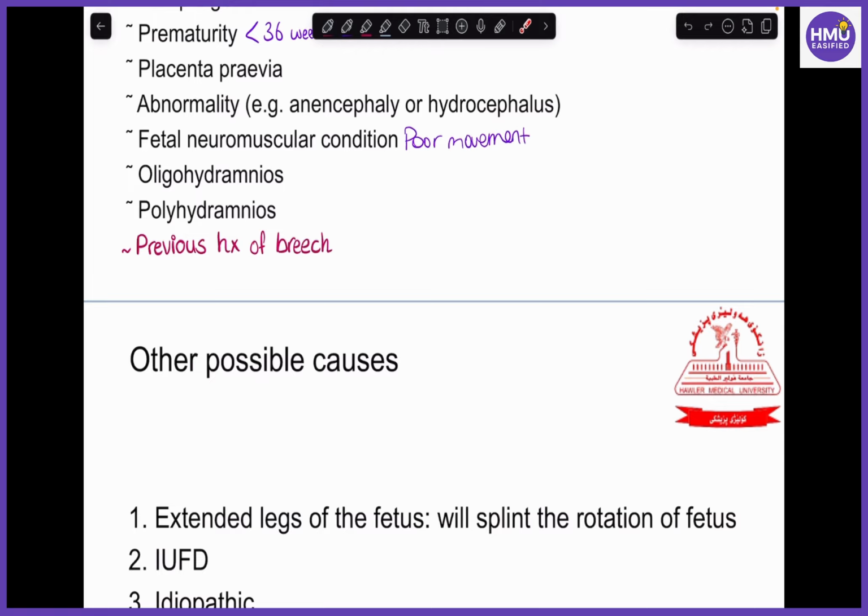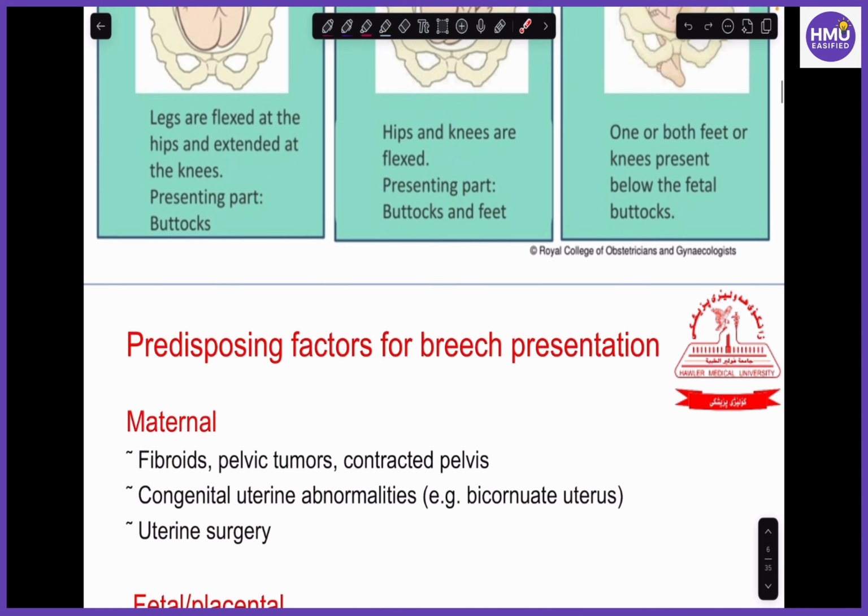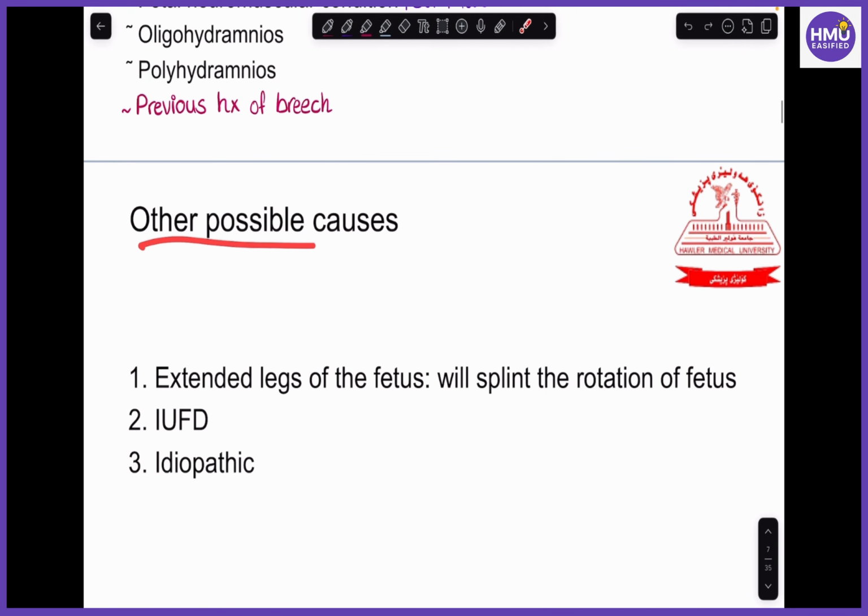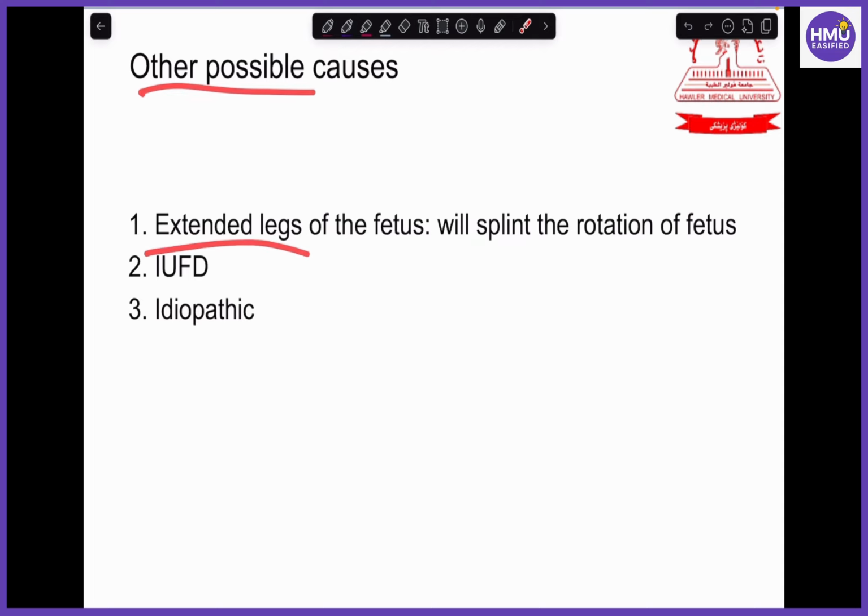So unstable: cephalic, breech, cephalic. And previous history of breech. These were the factors. Also other possible causes: extended legs of the fetus.